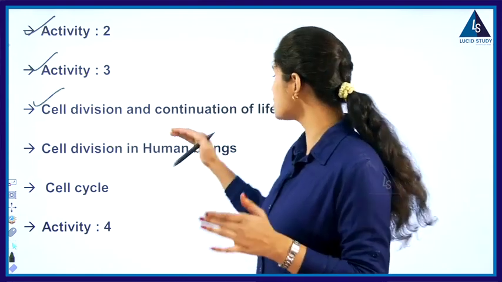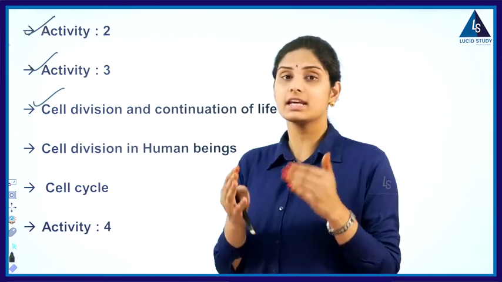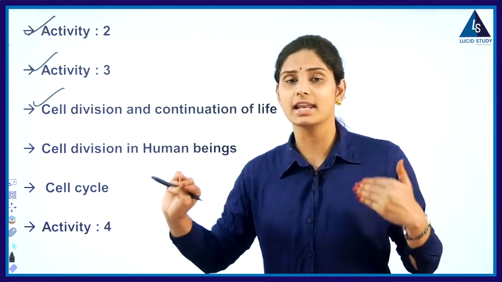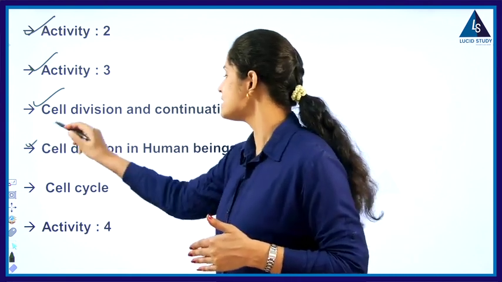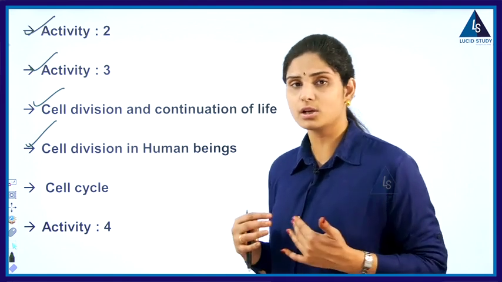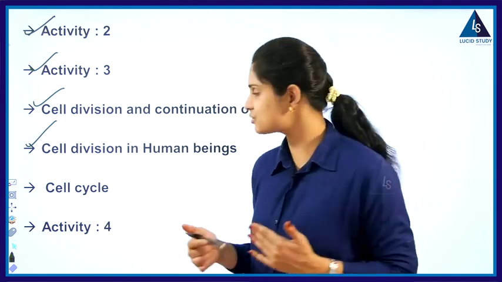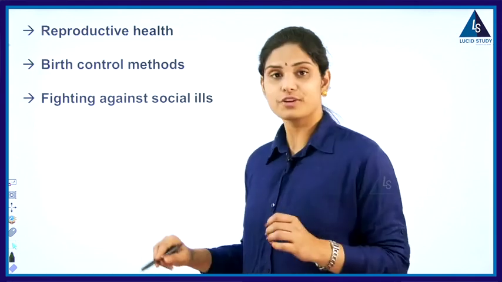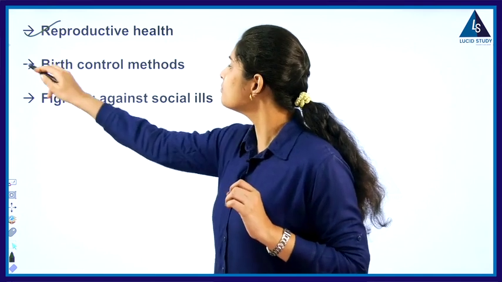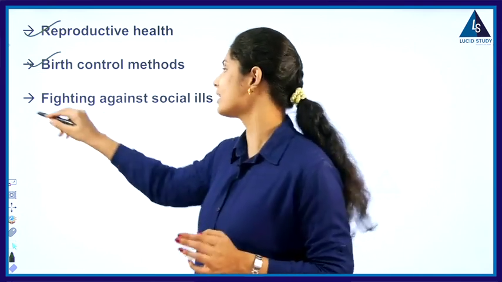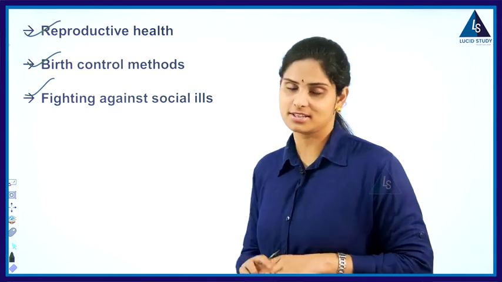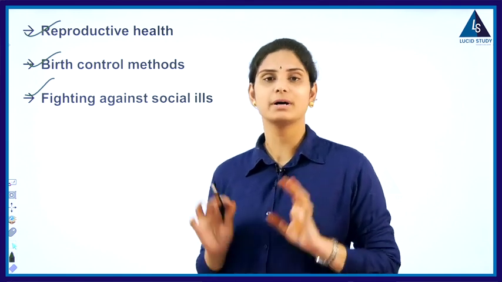Then cell division and continuation of life. Ante ee kana vibhajana anedi ela jarugutundi, alage life oka continuity anedi ela base avutundi ani telusukuntam. Then cell division in human beings, and the cell cycle. And activity number 4, we have reproductive health, birth control methods, alage fighting against social ills. So what are these ills? So now quickly start the first concept, that is with activity number 1.